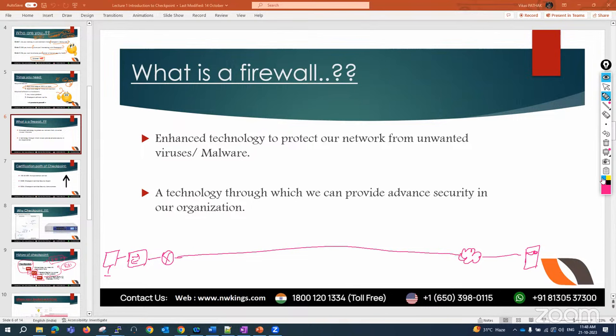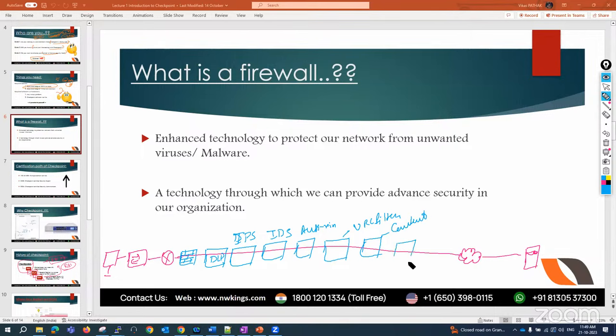But over time, the requirement starts changing. Now they wanted a firewall also, so they connected a firewall. Now they wanted data leak prevention also, DLP, so they connected a DLP. Now they want IPS, IDS also, so they connected IPS and then they connected IDS. They wanted antivirus also, so they connected antivirus. They wanted URL filtering also, so they connected one more box for URL filtering. They want content inspection, one more box. They want VPN, one more box for the VPN.